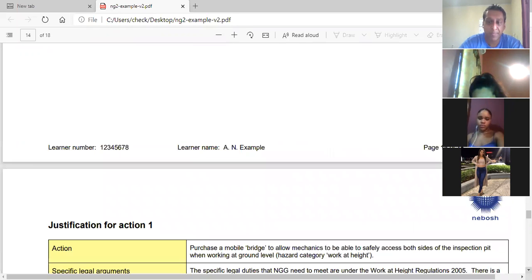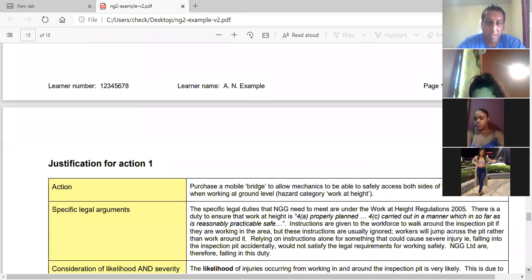If I can read this one here, this action came from purchasing a mobile bridge to allow mechanics to safely access both sides of the inspection pit when working at ground level. And the hazard category here is work at height. So here you have what the action was. This is something that they would have taken out from that third to last column there. And you see they put in brackets here, it's linked to the hazard category, which is work at height, right? So let's look at the format.